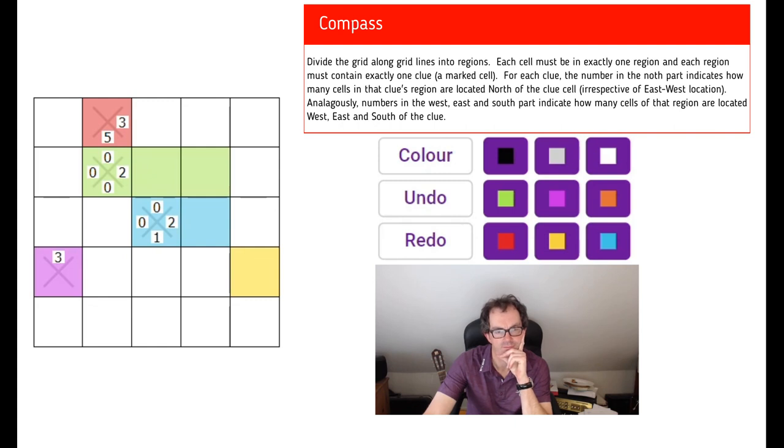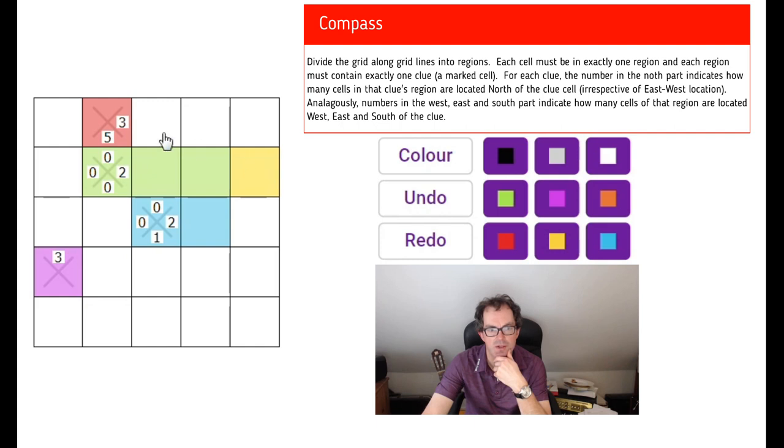So how would we think about the next part of this? Well, I think what we need to do is to look at the red region. And the way I solve these compass puzzles, the way I've found is my way of solving it, is I try and hypothesize whether certain squares can be in certain regions. So we know this red region needs to come down 5 to the south and 3 to the east. So I would look at this square.